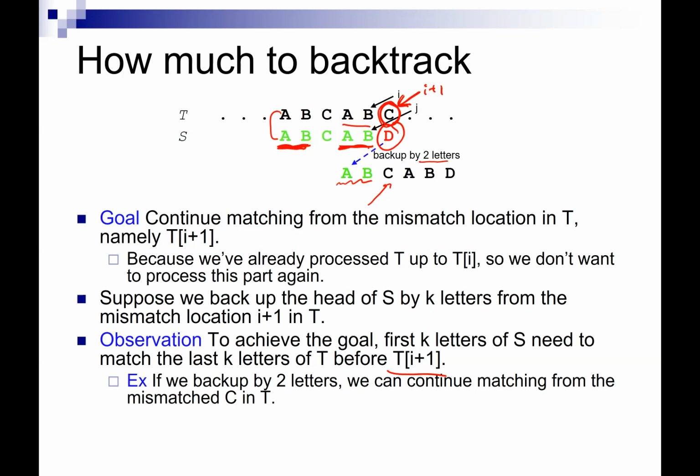The reason is that S and T themselves match, right? Because we managed to match 5 letters of S and T. So if we know that these 2 letters match these 2 letters, and since these 2 things are equal, then we also know that these 2 letters match these 2 letters, which is what we wanted in order to back up S by just 2 locations.